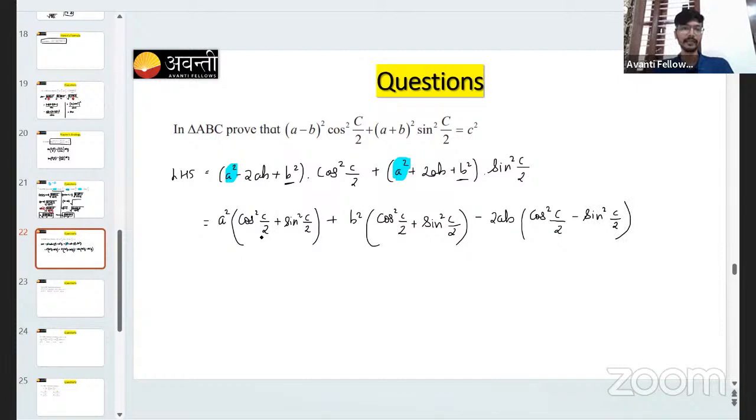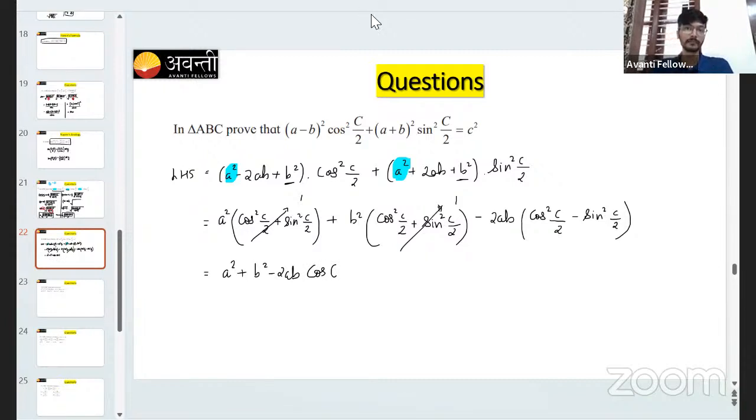I hope it is clear. Cos square plus sin square is 1, this becomes 1. So what I'll get is simply a square plus b square minus 2ab into cos square minus sin square, which is cos 2 theta, which is cos C. And if you remember, this is another form of the cosine rule.